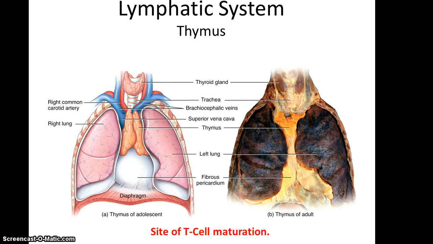And another important lymph organ is the thymus. The thymus is found in the mediastinum. It's this big yellowish sort of clump. And the important thing about the thymus is it is the site of T cell maturation. So here is where we develop those 4 different kinds of T cells.